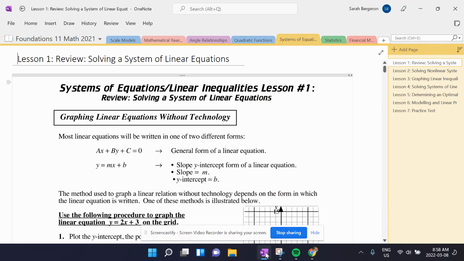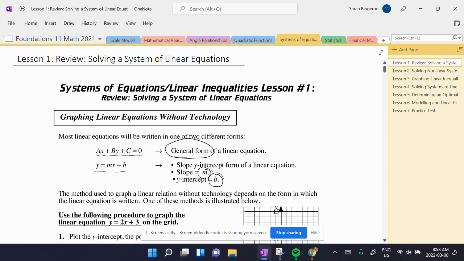All right, systems of equations, linear inequalities. Lesson 1. This should be a review for everybody. Most linear equations can be written in one of two ways. Ax plus by plus c equals 0. This one's called your general form. And y equals mx plus b. This is your slope-intercept form because m gives you your slope and b gives you your y-intercept. Okay? I want you to put these in your notes.